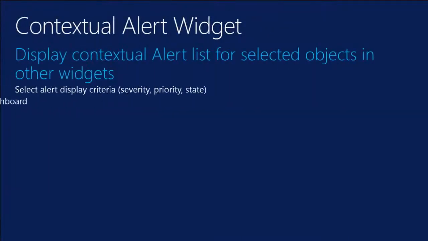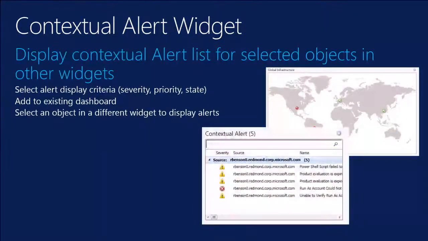And then comes the contextual alert widget. Now this looks identical to the alert widget that we shipped in 2012. There's one very distinct difference, and that is it's not filtered to a static object. You select any object within your dashboard, and it will filter the list of alerts to ones raised on that instance. And so the configuration still contains the alert criteria and the display preferences, but not the actual target of those alerts.